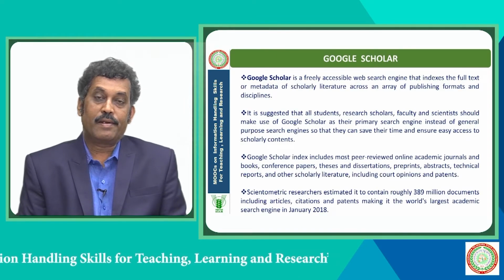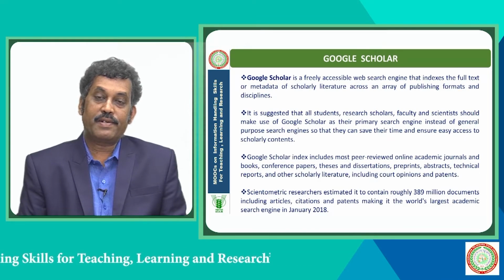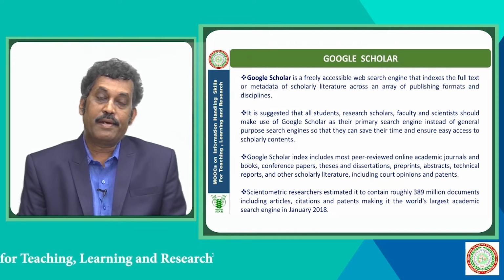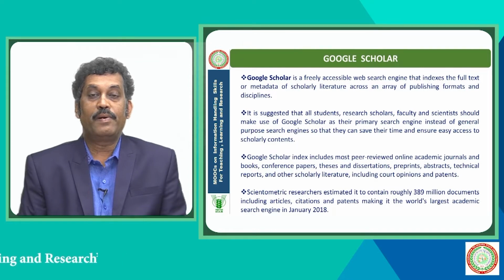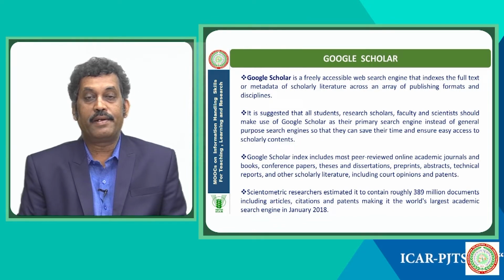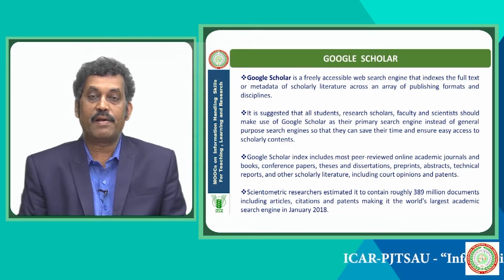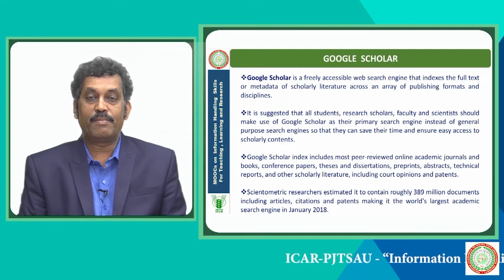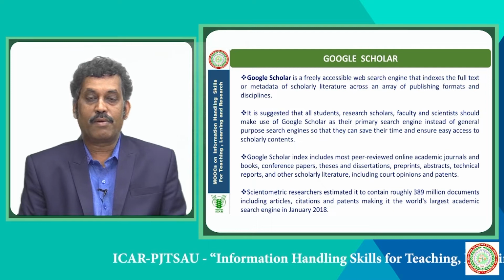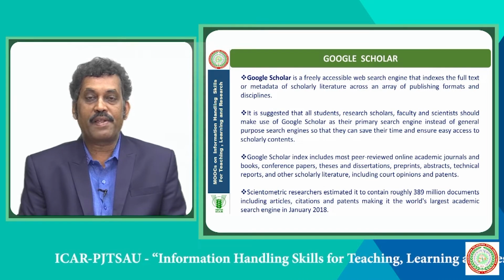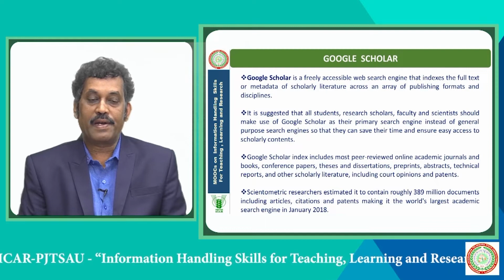So Google Scholar, most of the academic and research scholars may know about Google Scholar. It is a freely accessible web search engine that indexes the full text or metadata of scholarly literature across an array of publishing formats and disciplines. It is suggested that all students, research scholars, faculty and scientists should make effective use of Google Scholar as their primary search engine instead of general purpose search engines, so that they can ensure better results for their search across scholarly contents.